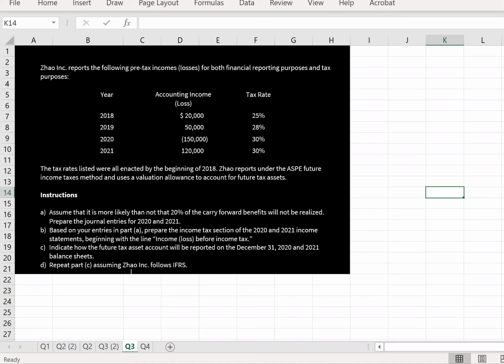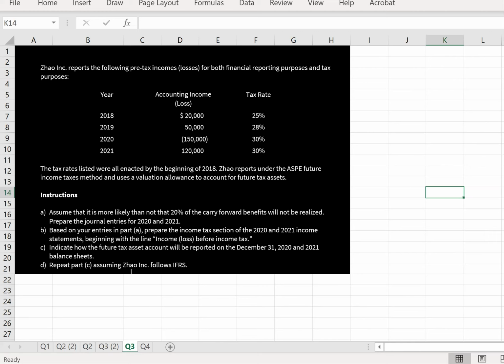And then in 2021, there's income of 120,000. And it says the tax rates listed were all enacted by the beginning of 2018. Zao reports under the ASPE future income taxes method and uses a valuation allowance to account for future tax assets. So we do need to remember that we're using ASPE here so that when we're naming the accounts in our journal entries, we're thinking about the fact that ASPE calls deferred tax assets future income taxes, and the terminology is slightly different. We're also told that they use a valuation account, so that's important information and only allowed under ASPE.